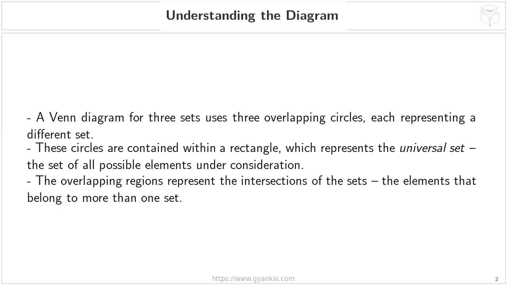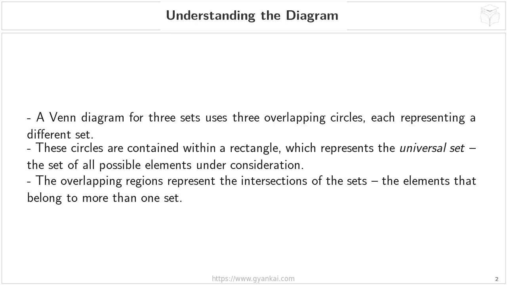Finally, and you've probably seen this before with 2-set diagrams, the areas where the circles overlap are crucial. These overlapping regions represent the intersections of the sets. What that means is, those areas contain the elements that are members of more than one set. For example, where circle A and circle B overlap, you'll find the elements that are in both set A and set B. So let's take a closer look at how a Venn diagram for 3 sets is actually structured.